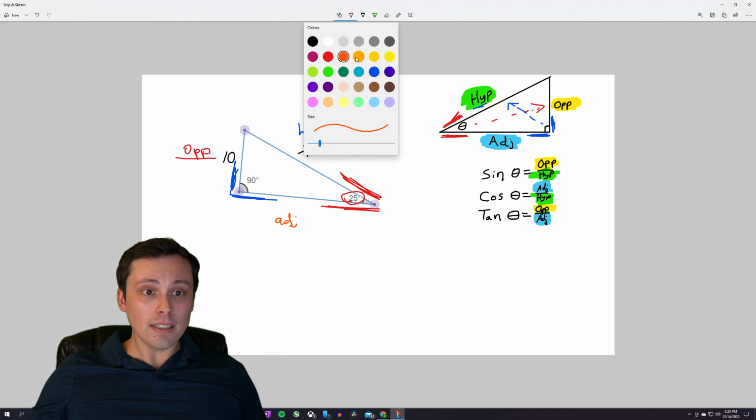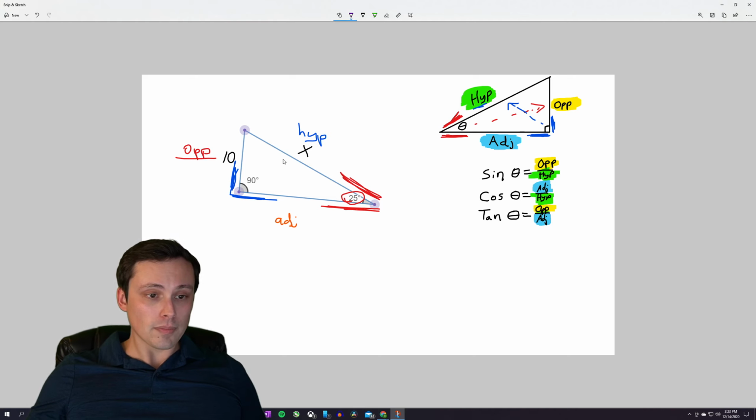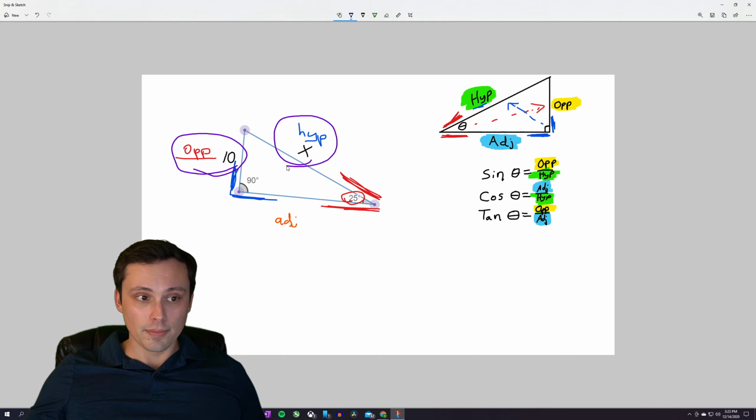Now, all you need to do to figure out which one you're using is circle the side that you know and the side you're trying to figure out. It's going to be 2 of the 3 sides, and as we discussed, each of these ratios is using 2 out of those 3 things.